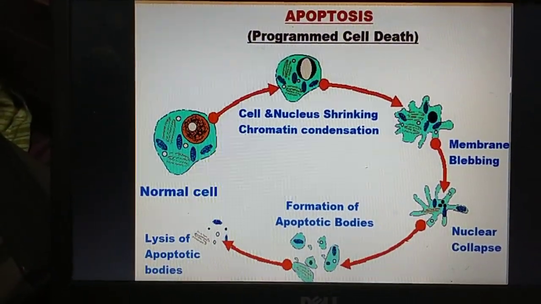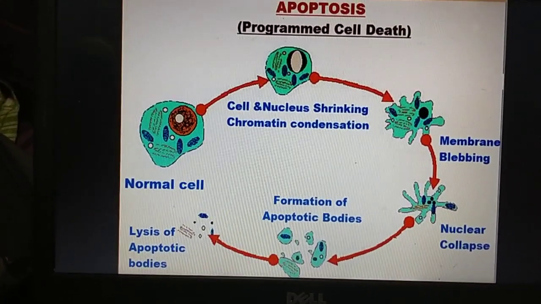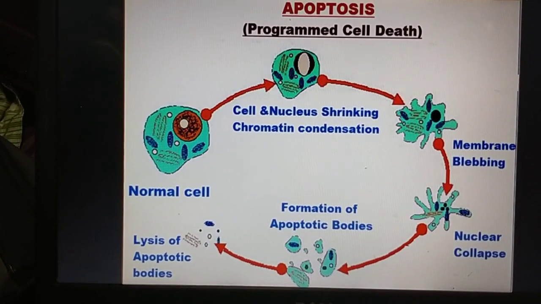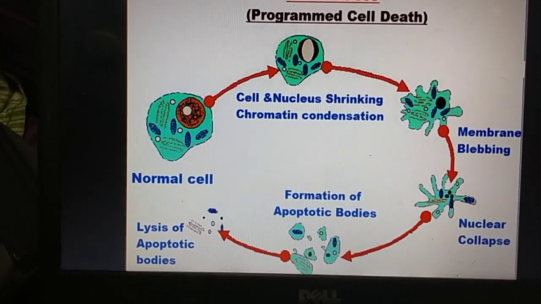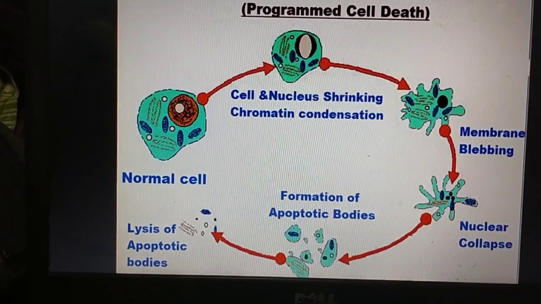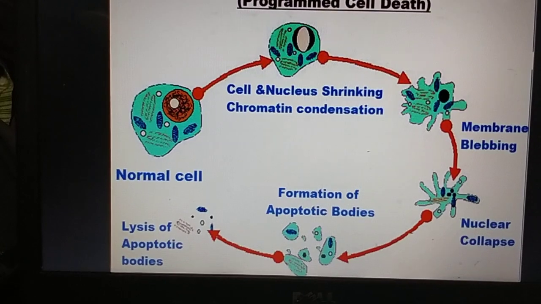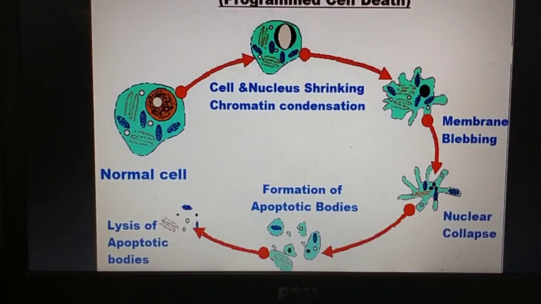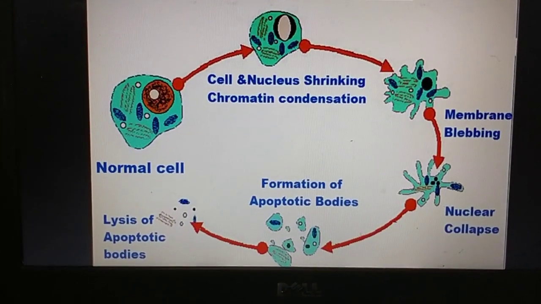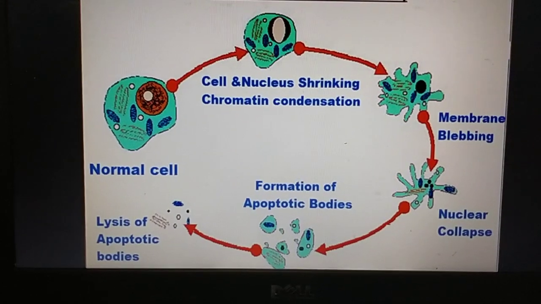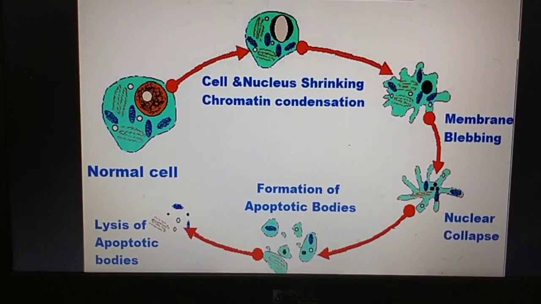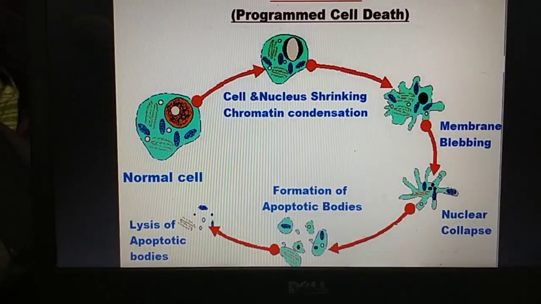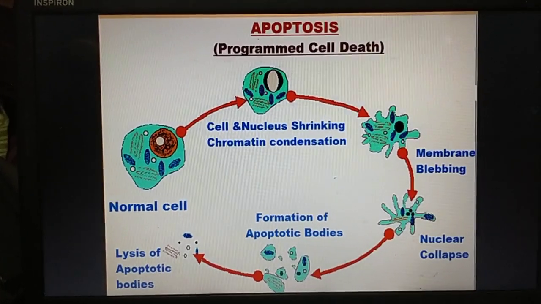This picture clearly shows the stages of apoptosis. Initially, in a normal cell, the cell membrane and the nucleus shrink, then chromatin condensation occurs. After that, membrane blebbing and nuclear collapse. Then the formation of apoptotic bodies and lysis of the apoptotic bodies. The apoptotic bodies are engulfed by other cells through phagocytosis.